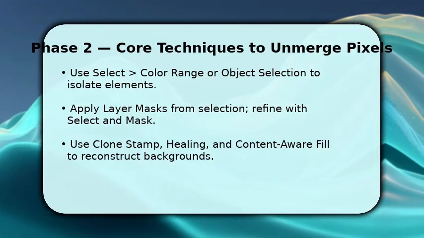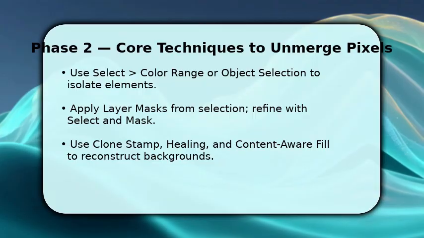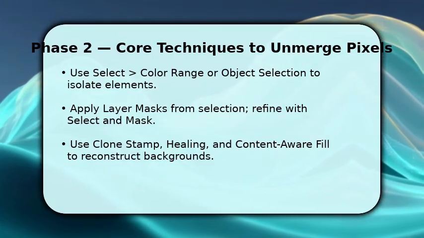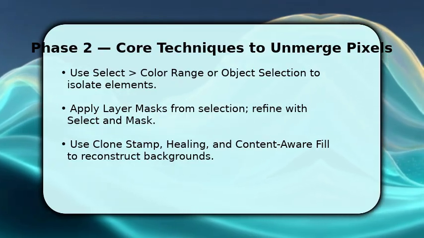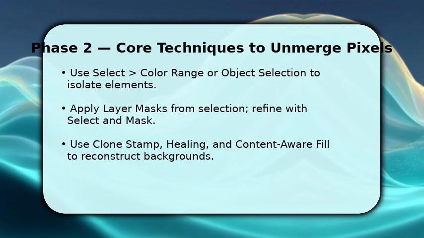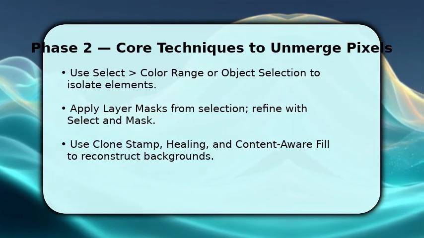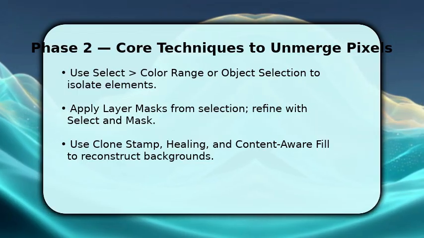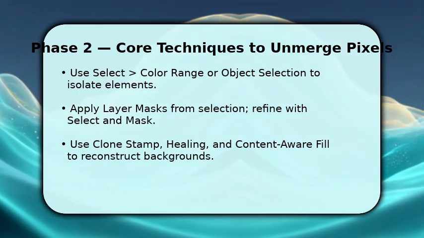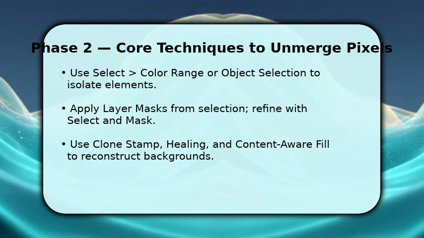After selection, create a layer mask. This non-destructive mask lets you hide or reveal pixels, refine edges with Select and Mask for hair or soft transitions. To fill gaps left behind, use Content-Aware Fill and the clone stamp to rebuild the background. Once done, convert masked layers to new layers via Layer Mask Apply, if needed.